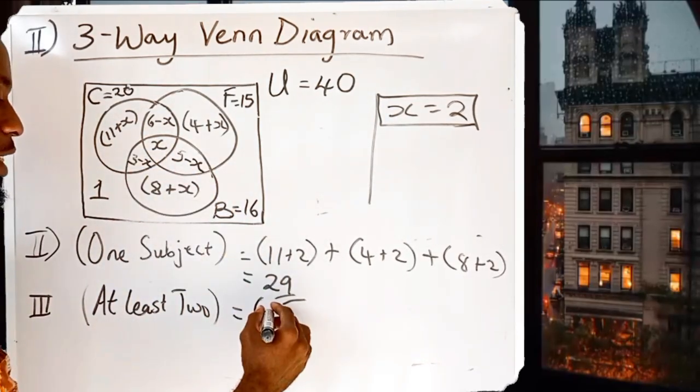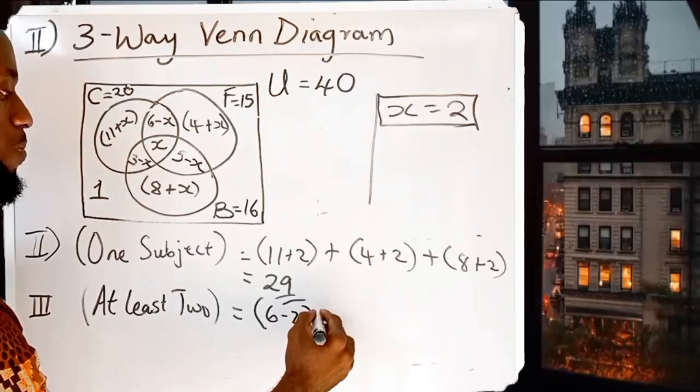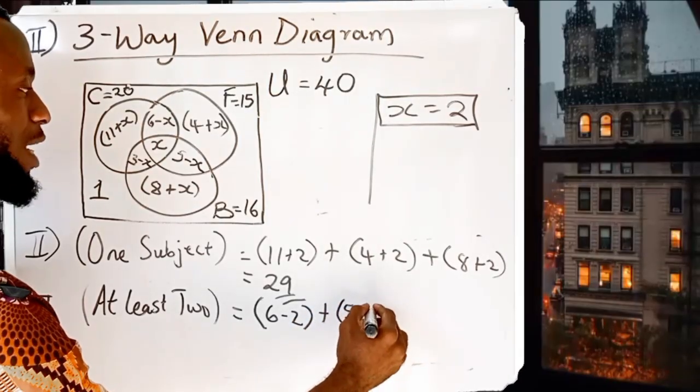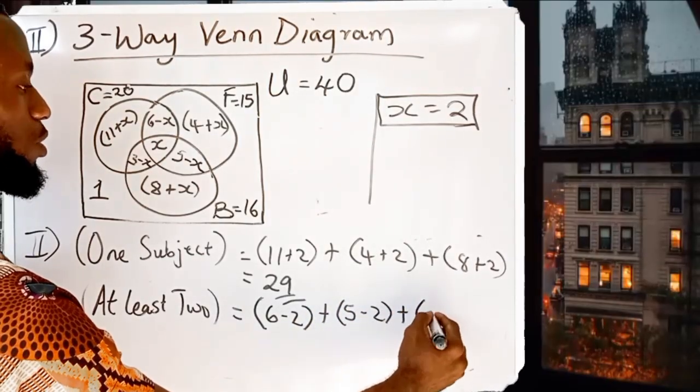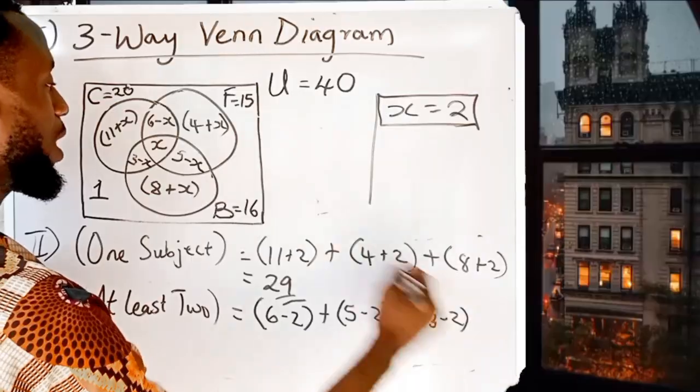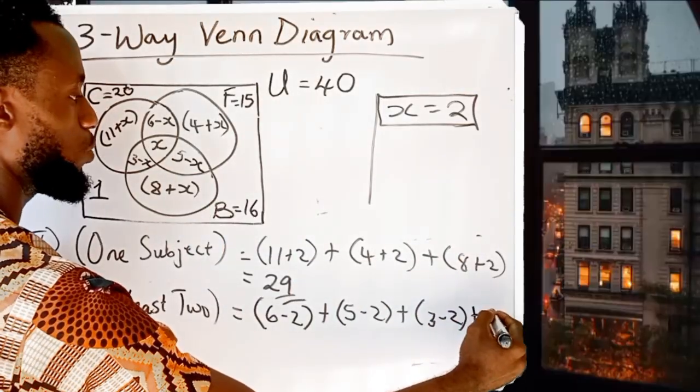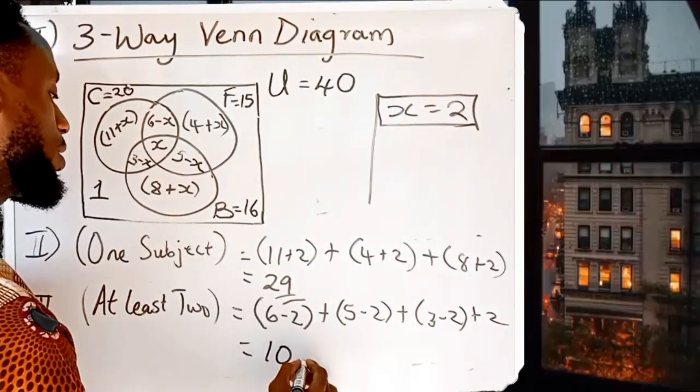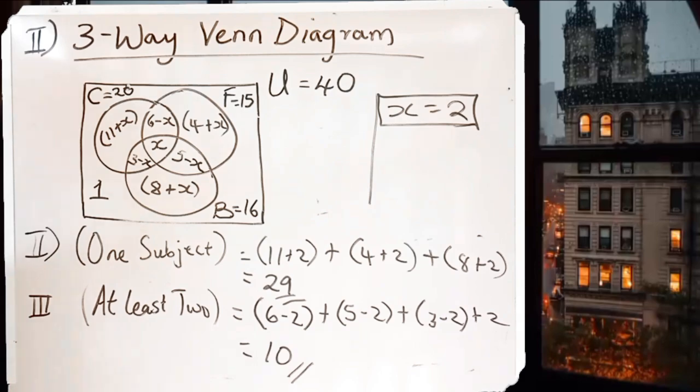So 6 minus x, 6 minus 2 added to 5 minus 2 added to 3 minus 2 added to this number itself, 2, and 10. So 10 students did at least 2 clubs. We are members of at least 2 clubs. So that is it for calculations on three-way Venn diagram.